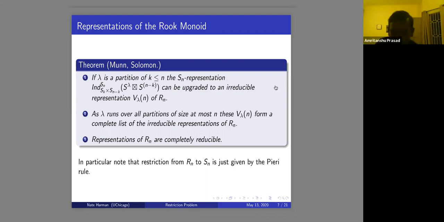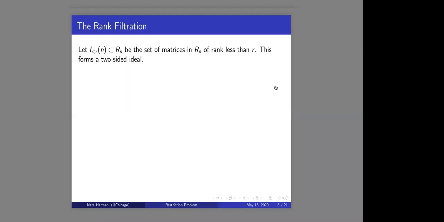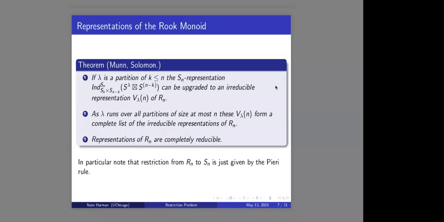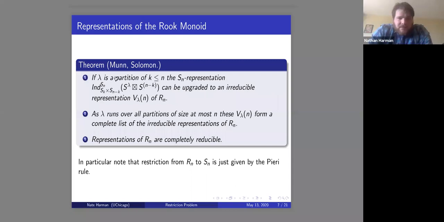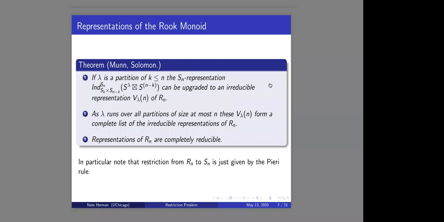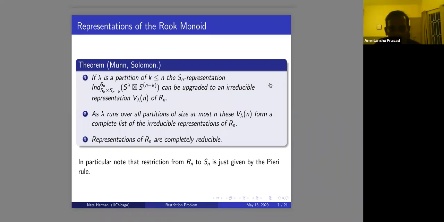Okay, I think that's all questions for now. No, lambda has to be a partition of K, right? Yes, lambda has to be a partition of K, but K can vary. Lambda cannot be an empty partition, but K can be 0.